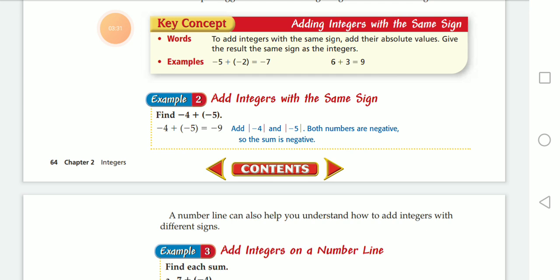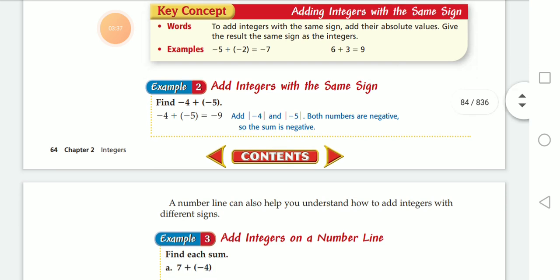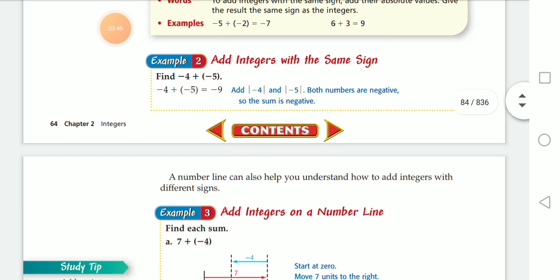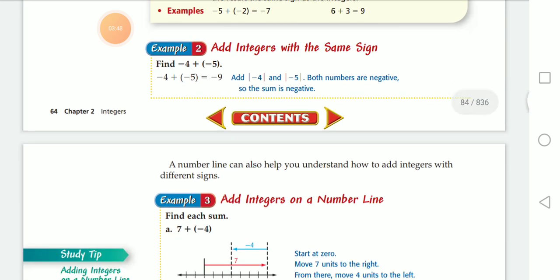Dear students, easy. When I have 6 plus 3, I have two positives here. I will add the addends, 6 plus 3 is 9, the absolute value of the addends, and then the sign is the sign of the addends. Add integers with the same sign. Find here example 2, -4 plus -5. We have told you this before.